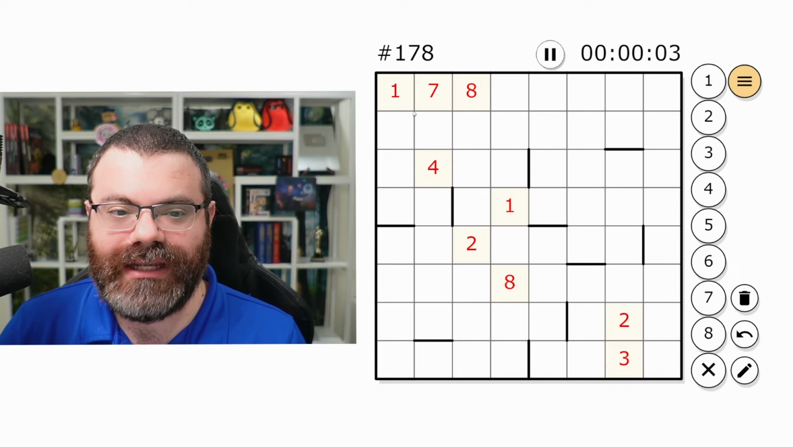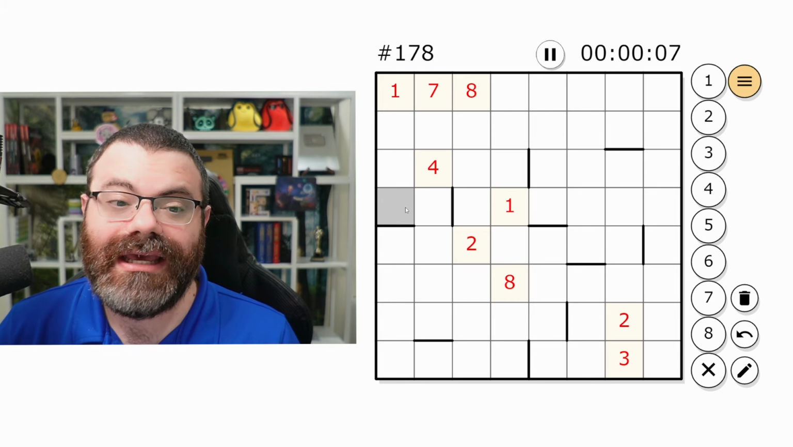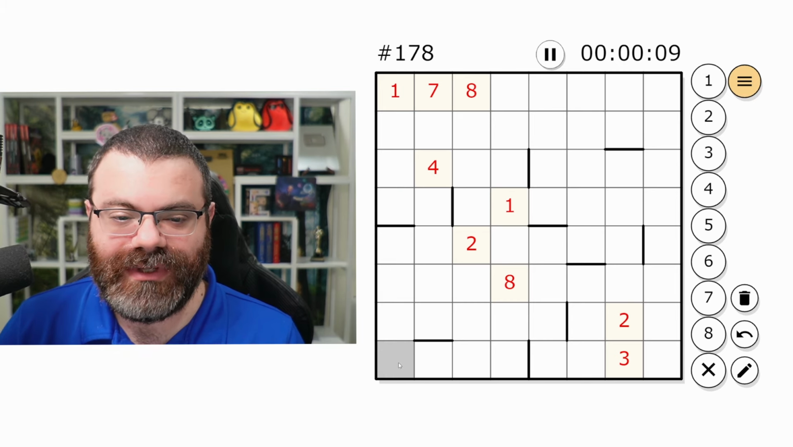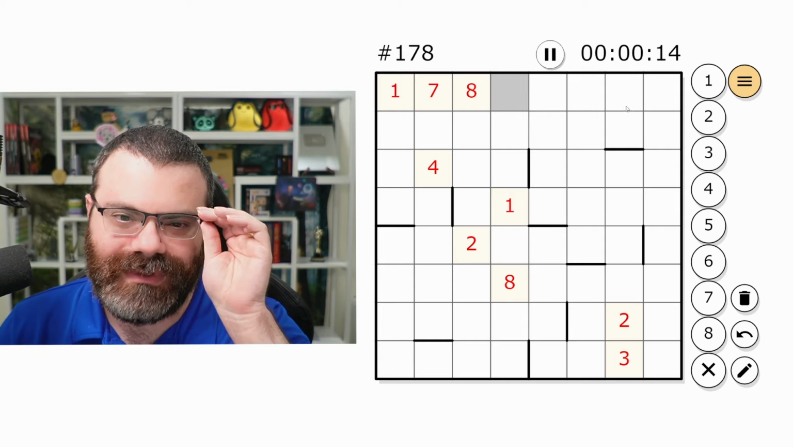I'm going to explain the rules real quick. In each row and column, they've been split up into segments by these bold borders. So this is a segment, this is a segment. Some of the rows and columns are just a single segment. They don't have any borders splitting them.